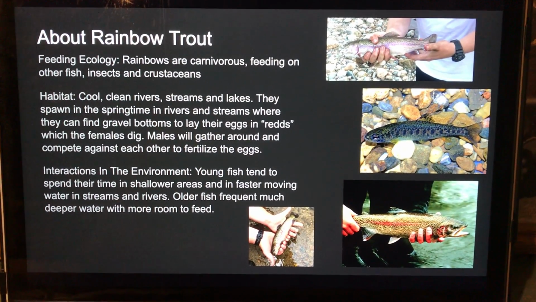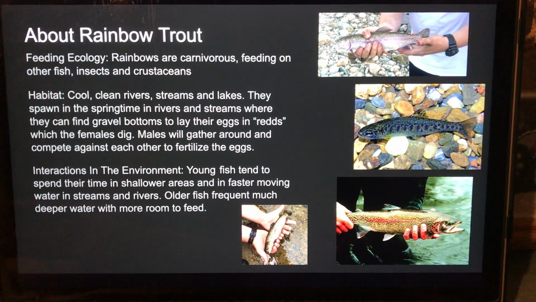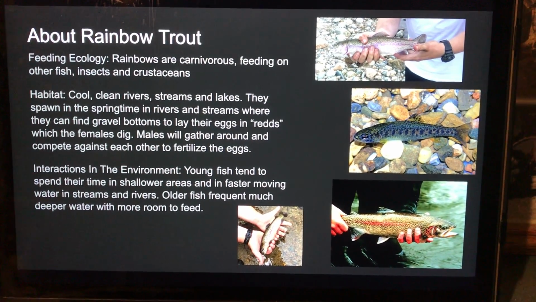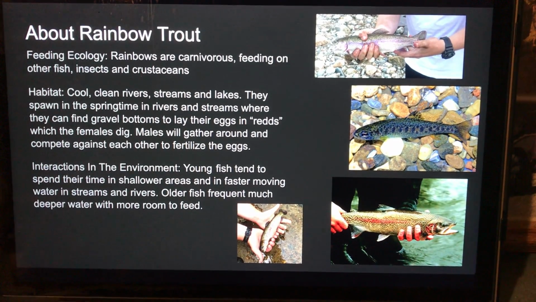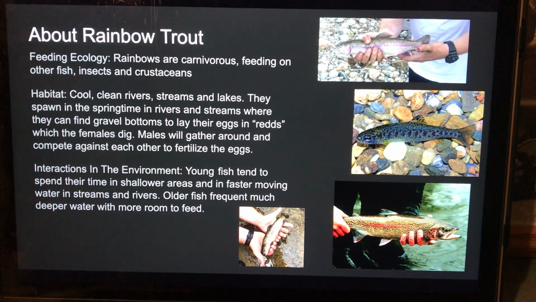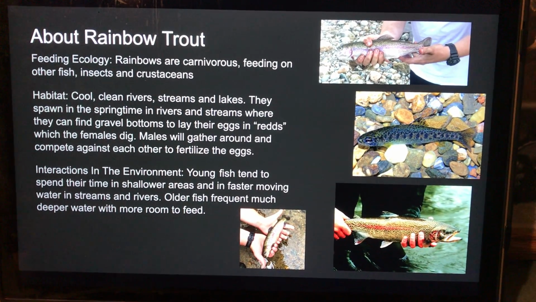So more about rainbow trout. They're carnivorous and they feed on other fish, insects, and crustaceans. Their habitat, they enjoy cool, clean rivers, streams, and lakes. They spawn in the springtime in rivers and streams only. They can't spawn in lakes or ponds.